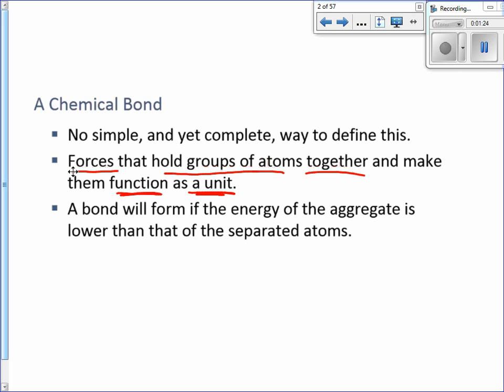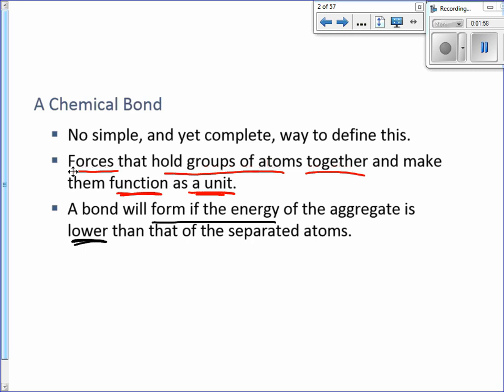The whole idea is when it forms the group, here they call it the aggregate, the individual atoms by themselves are in a much higher energy state. When they form the bond, they reduce down to a lower energy state and they're more stable. So that would be the why. The energy is lower than if they were separate atoms. So that would be the why, as to why it's going to work.